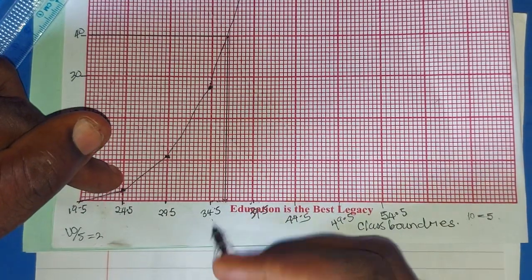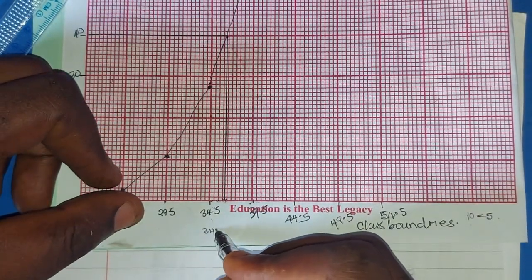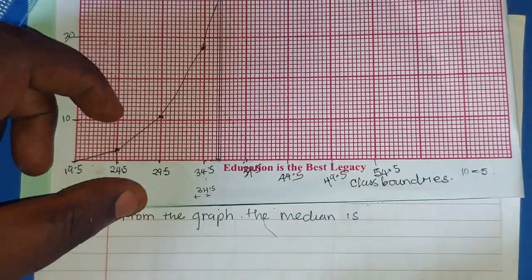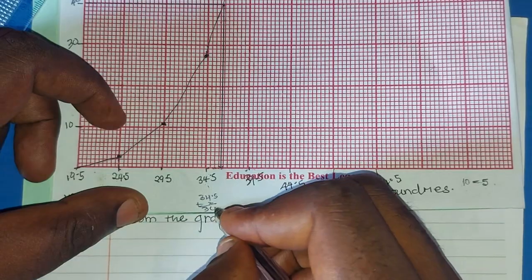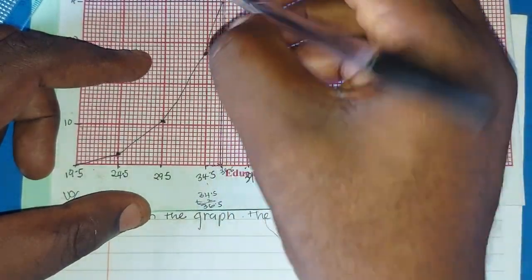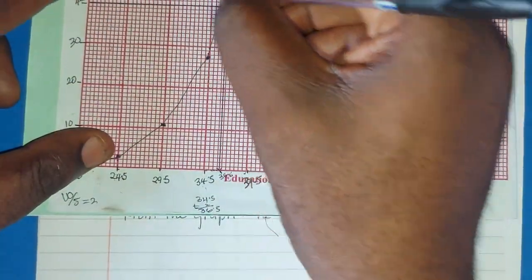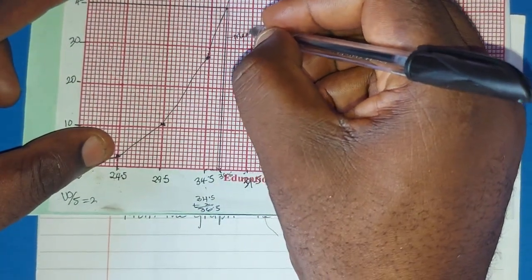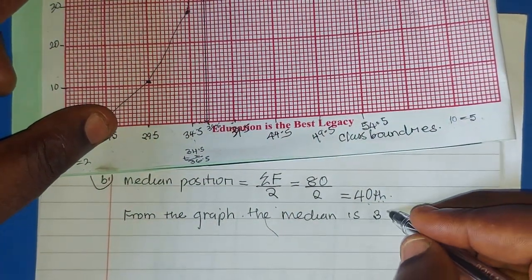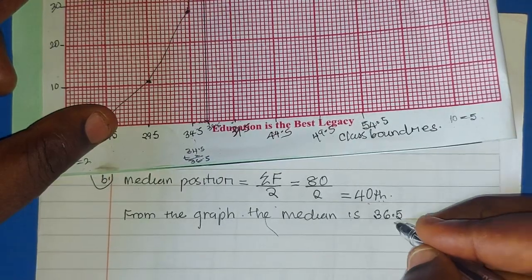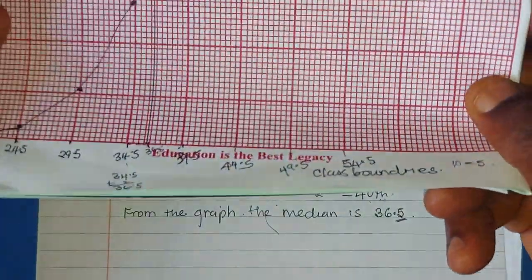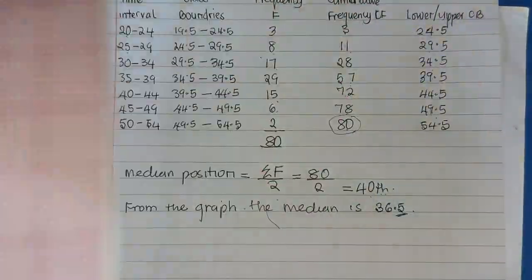So when you now add the 2 to 34, what is 34 plus 2? 34 plus 2 will give you 36.5. Okay, all right. So here is 36.5. So that is the median. So the median from the graph is estimated to be 36.5. All right. Then that is answered.